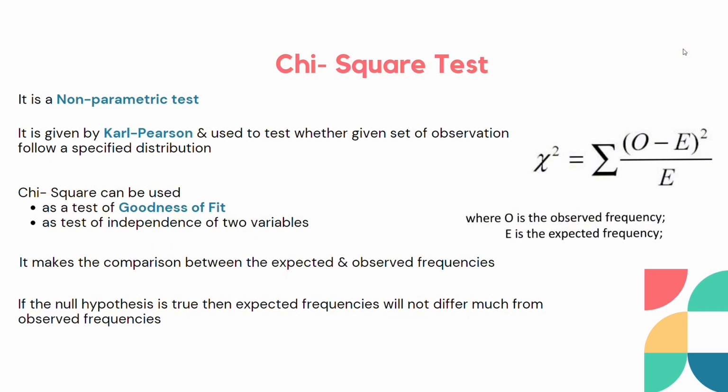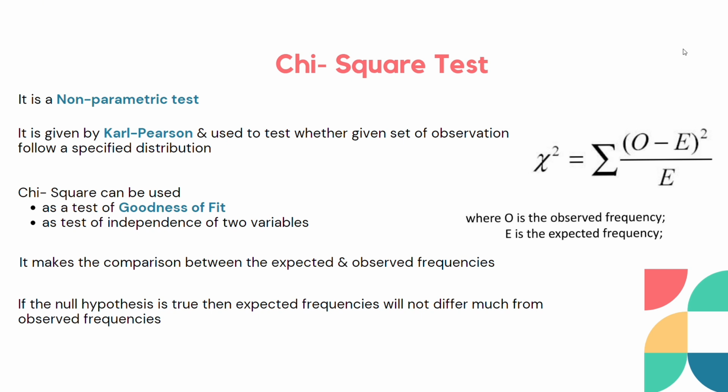Chi-square test is a non-parametric test. It was given by Karl Pearson and is used to test whether a given set of observations follows a specified distribution. Chi-square can be used as a test of goodness of fit and as a test of independence of two variables. It makes the comparison between the expected and observed frequencies. If the null hypothesis is true, then expected frequencies will not differ much from observed frequencies.